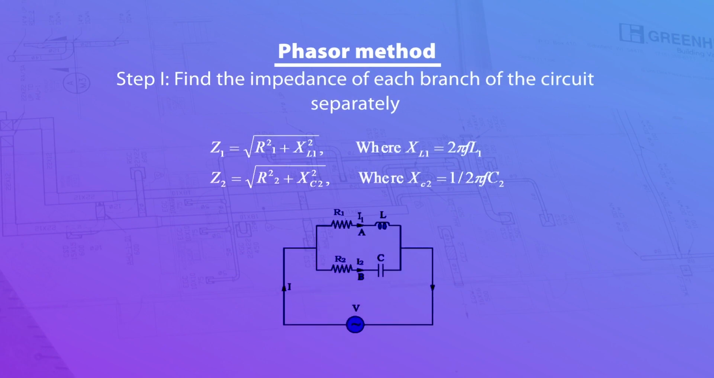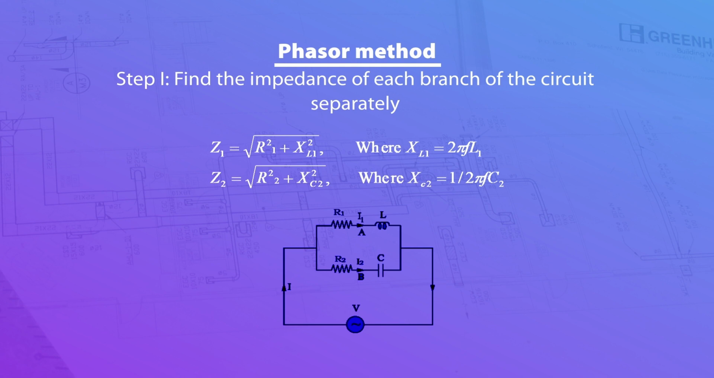Here you can see in the figure that there are two branches, one branch having a resistance R1 and inductance L, and the second branch having a resistance R2 and capacitance C. These two branches are connected in parallel across the supply voltage V. In branch 1, current I1 is flowing, and in branch 2, the lower branch, current I2 is flowing. The total current flowing is I. So I is equal to what? I is the vector sum of currents I1 and I2.